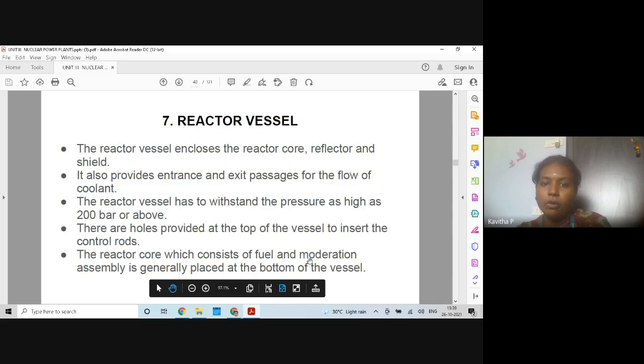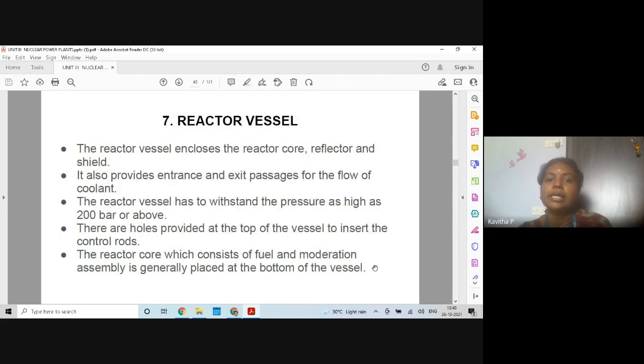And the reactor core, which consists of fuel and moderator assembly, is generally placed at the bottom of the vessel. So the reactor vessel is a container inside which we have the reactor components, which are the fuel rods, control rods, moderators and reflectors, and it has the passage for the control rods to be pushed in and pulled out of the reactor, and a passage for coolant which will maintain the temperature of the reactor.